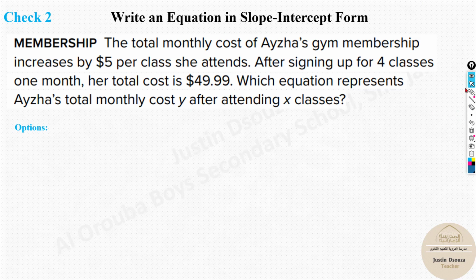This is an important part. The gym membership increases 5 per class. When you see something rate of change 5 per class, that is the slope. How do we understand this exactly is, imagine you go to one class, 1 multiplied by 5. Now you go for 2 classes, it will be 2 multiplied by 5. If you go to 3 classes, it will be 3 multiplied by 5, and so on.